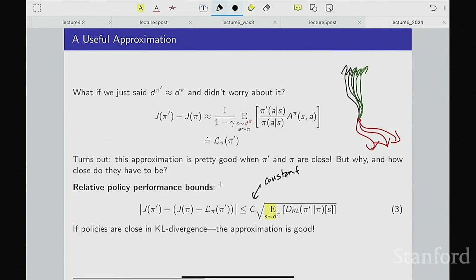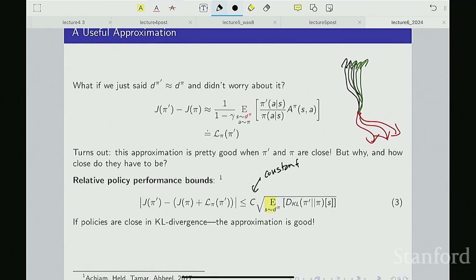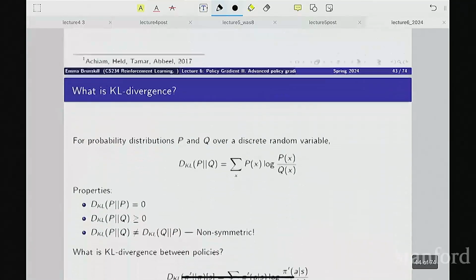So what this says, at a high level, is that this approximation is not totally insane. If the policies are close, in fact, this is going to be a pretty good approximation. As we're going to see, this is tight if the policies are identical, which is exactly where you'd expect this to be tight. If your two policies are identical, their difference should be 0, and this bound would tell you it's 0. All right, what is KL divergence?